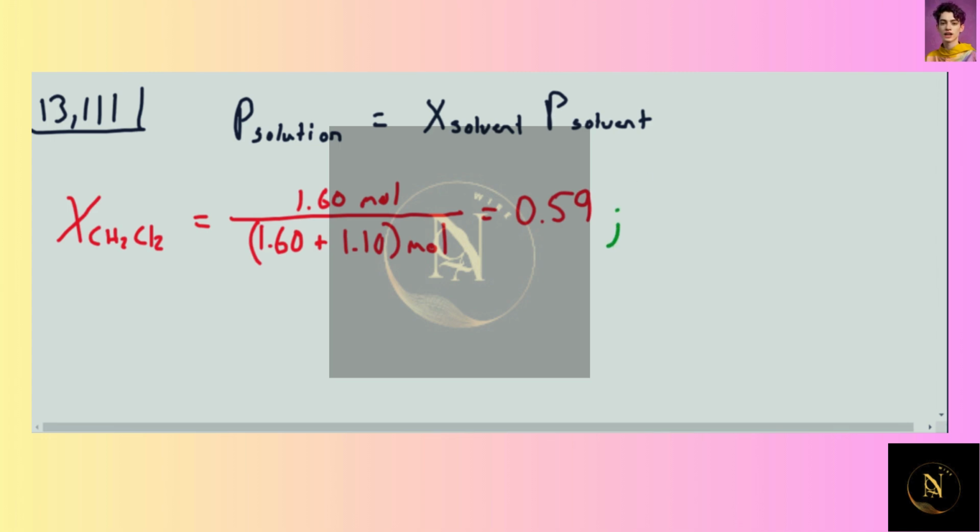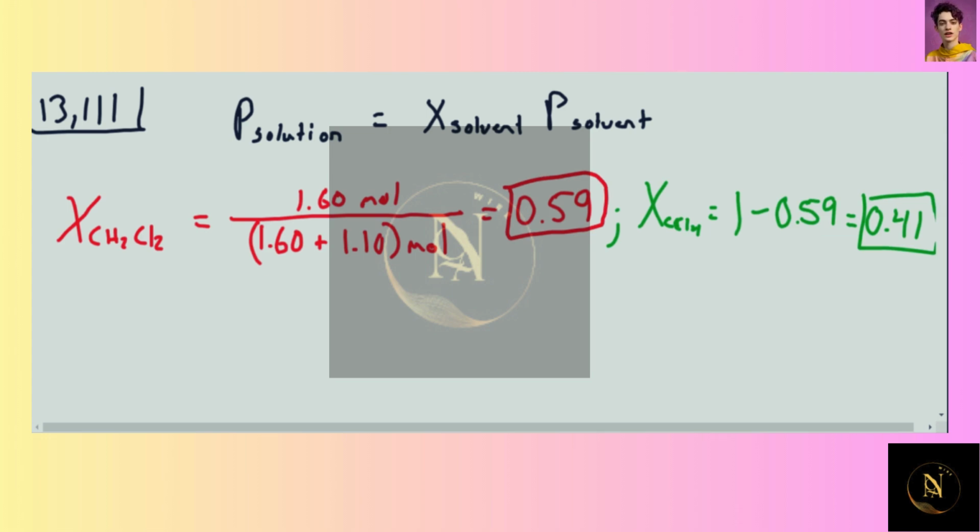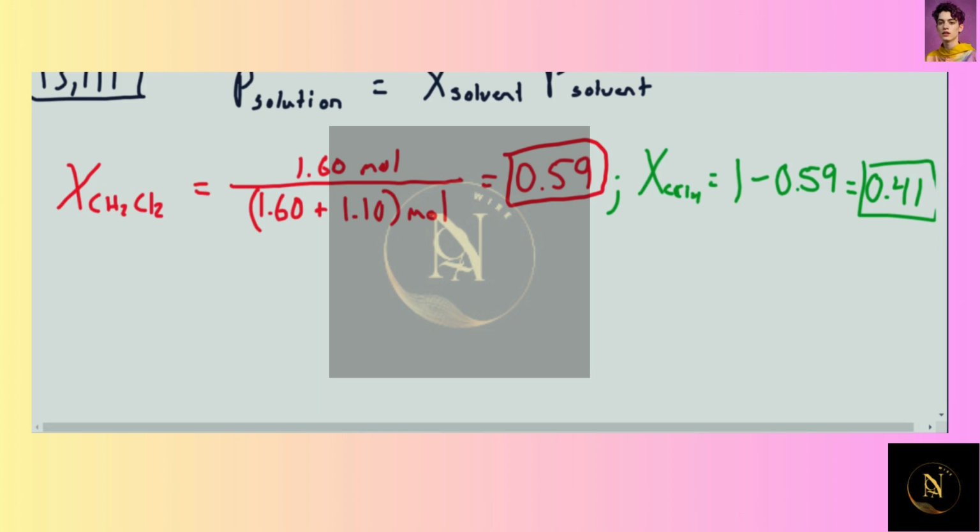So we could do the same process for carbon tetrachloride, or since we only have two substances in our mixture, we could just take 0.59 away from 1. We know that if we sum the mole fractions of everything in a mixture, it should be equal to 1. So we get 0.41 as our mole fraction for carbon tetrachloride and 0.59 for dichloromethane. So using these two values, we can calculate the partial pressure of each of them.